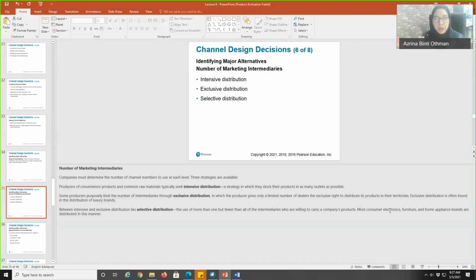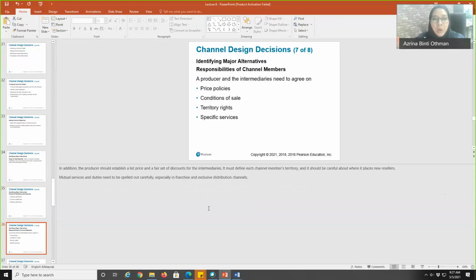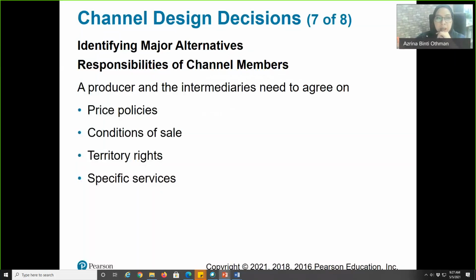Kalau luxury brand, kita guna exclusive, okay, exclusive, right? So next, how to identify major alternative based on the responsibility of channel members? A producer and the intermediaries need to agree. So kena setuju. Producer and intermediaries.